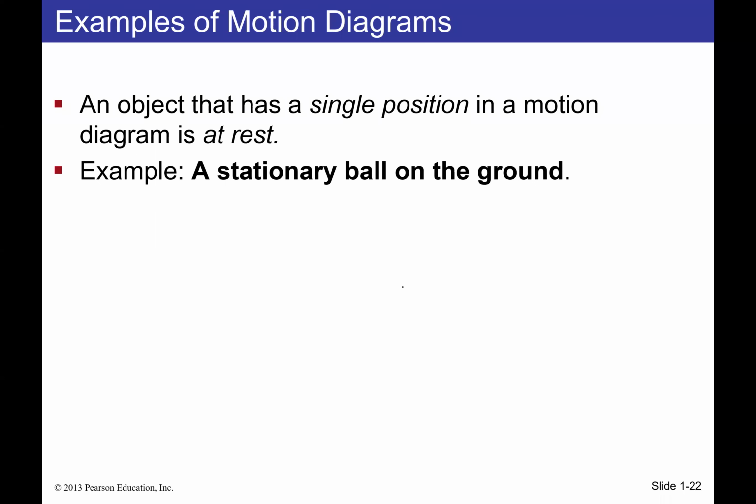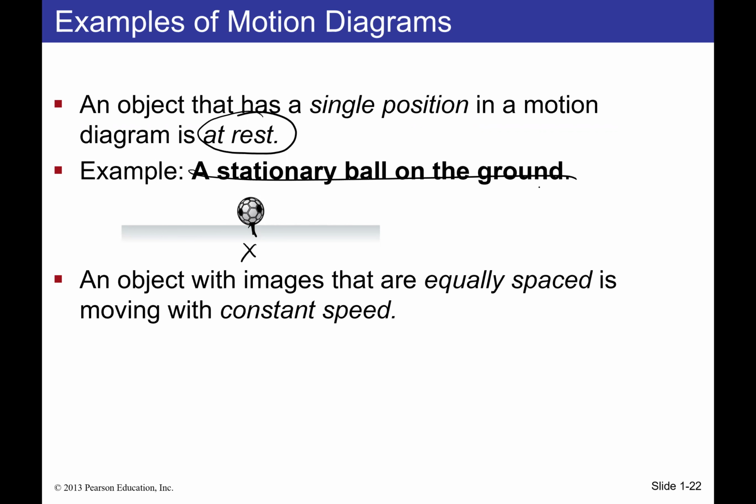For example, if you have a ball and at t equals 0 it has the same position as at t equals 1 second, t equals 2 seconds, t equals 3 seconds, that means the position doesn't change. Then we can say that the object is at rest. So the stationary ball on the ground is at rest because it's not changing its position as a function of time. Whenever you read a problem and it says the object is at rest or starts from rest, you can assume that at the instant t equals 0, the object has no velocity or no speed.